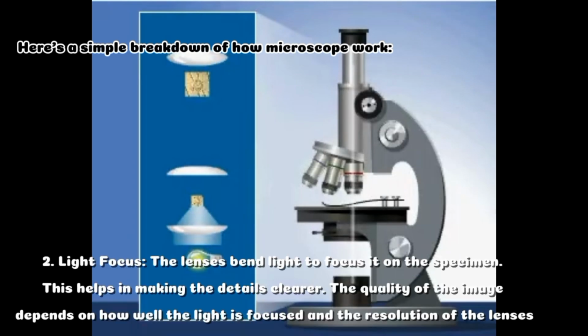2. Light focus. The lenses bend light to focus it on the specimen. This helps in making the details clearer. The quality of the image depends on how well the light is focused and the resolution of the lenses.